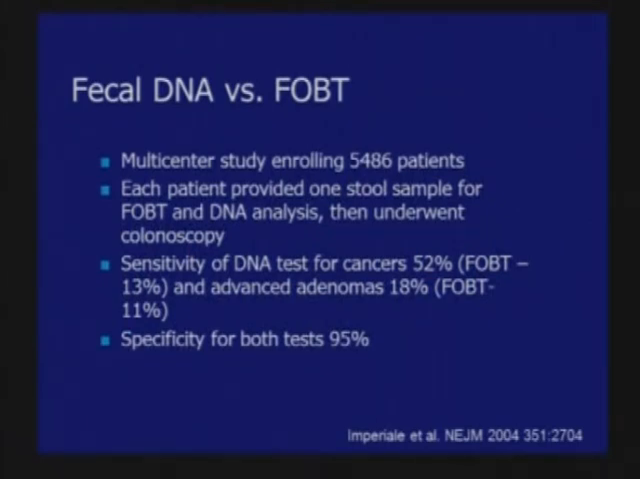Lots of interest in the initial studies until this large multi-center trial that looked at 5,000 patients, and really the bottom line is that the sensitivity for cancers was higher than FOBT, but for advanced adenomas, it was really the same. So the available tests for stool DNA testing did not improve upon FOBT testing, and at that time, the cost for this test was about $1,000 compared to pennies for the occult blood testing. So it really wasn't a feasible approach for general screening.